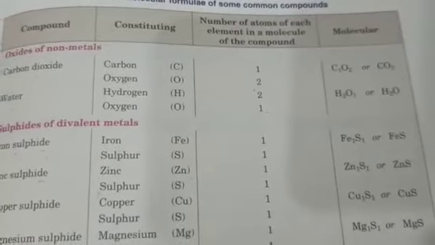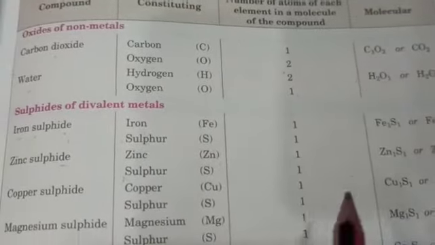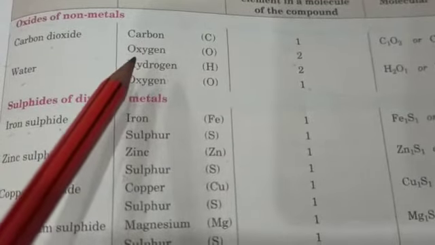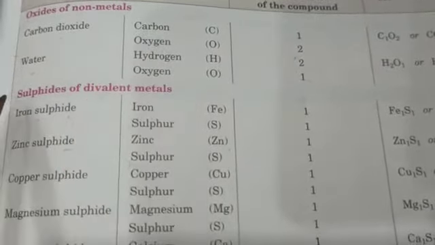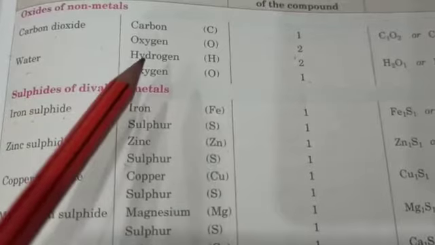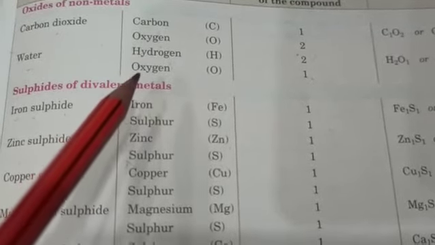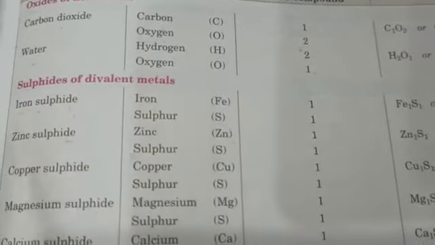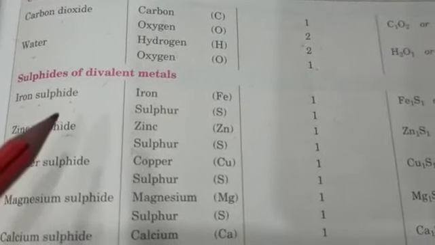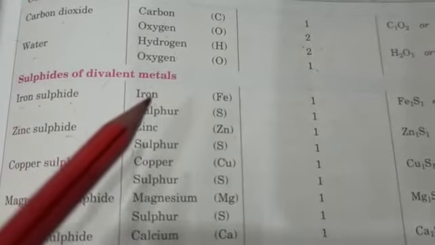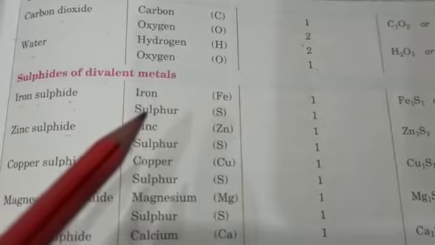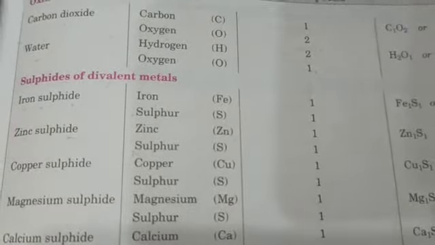Here is a table in which the molecular formula of some common compounds is given. For example, carbon dioxide has one atom of carbon and two atoms of oxygen, so it is CO2. Water has two atoms of hydrogen and one atom of oxygen, so its formula is H2O. Next is iron sulfide. It has one atom of iron and one atom of sulfur, so it is FeS. So revise this table properly.